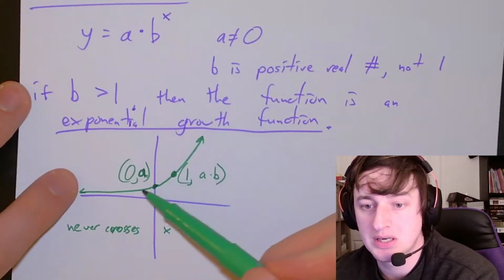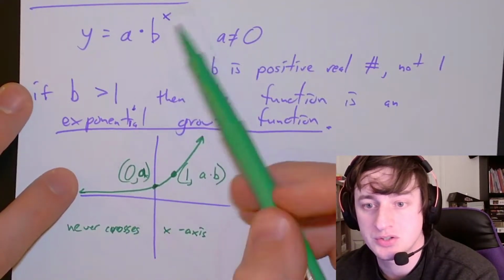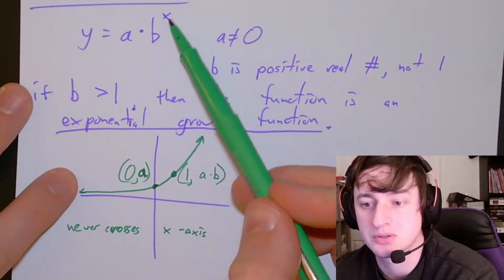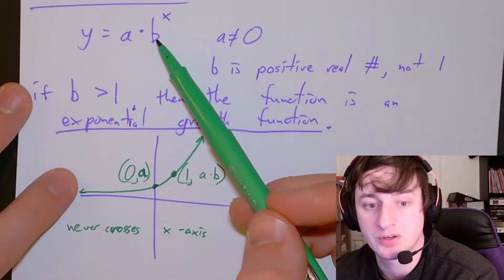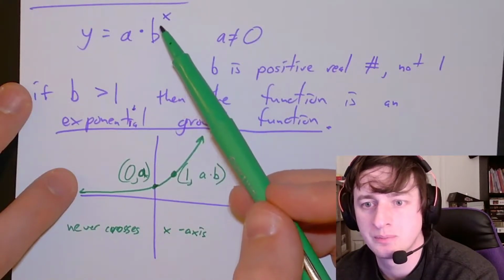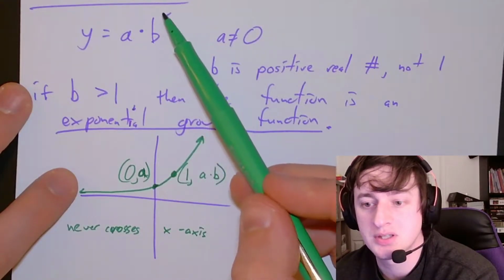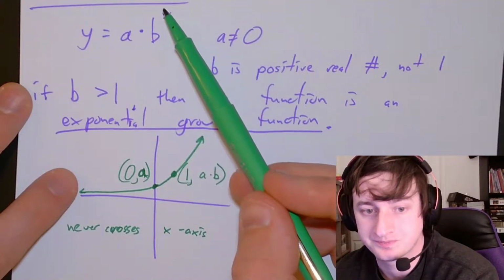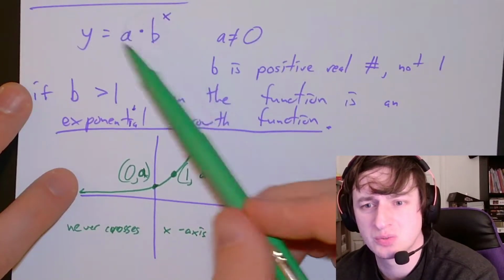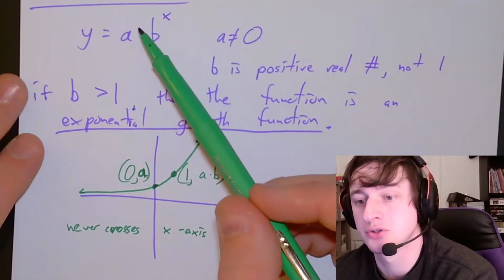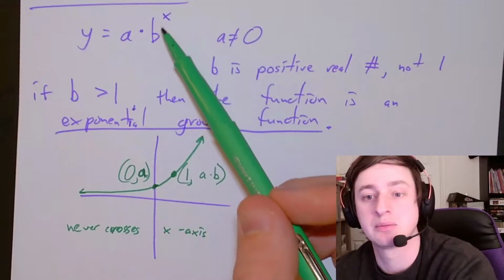And even when we put in negative numbers in for x, this doesn't change to a negative. It changes to a fraction. If you remember back, I don't remember when we talked about that. Last semester, probably. When you put in negative numbers into the exponent, that makes a fraction. And so this just becomes a really small number. Not a negative number, just a really small number, because we're dividing by b a bunch of times.